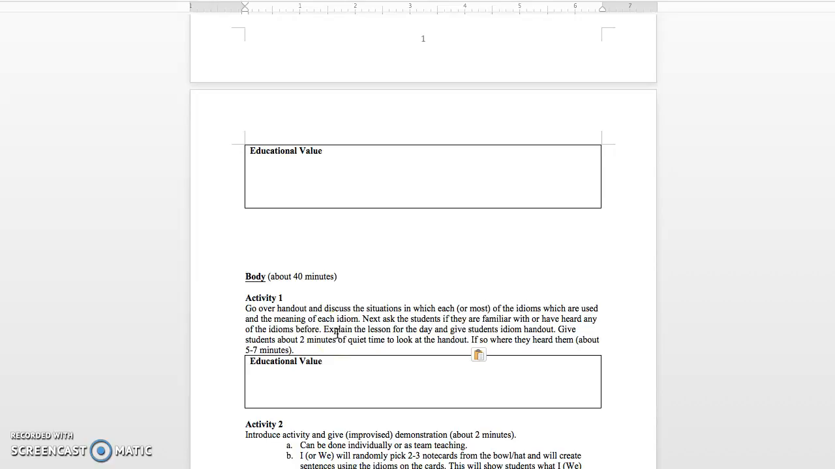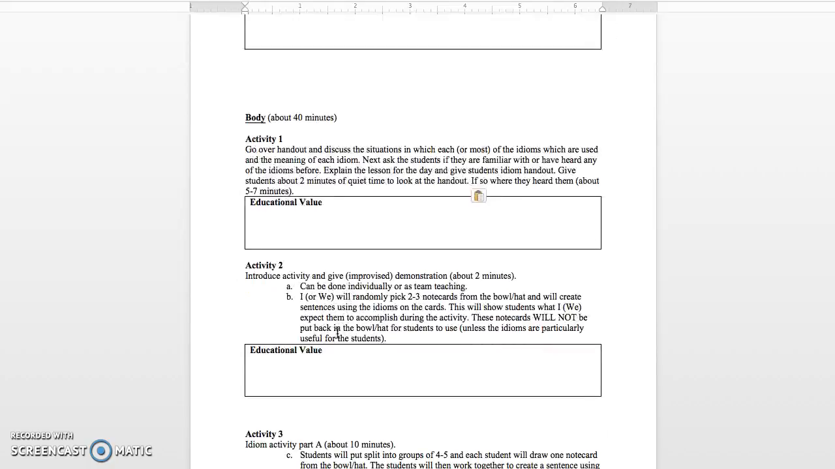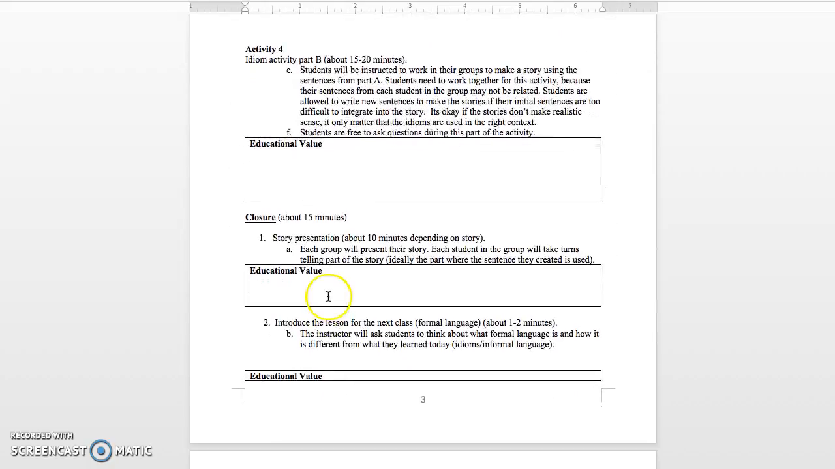I would also add a situation to the main activity at the end of the lesson. So in the closure activity, I would try and have the students make a comprehensible story, which would make the lesson more authentic, and have the students use this with real world application.